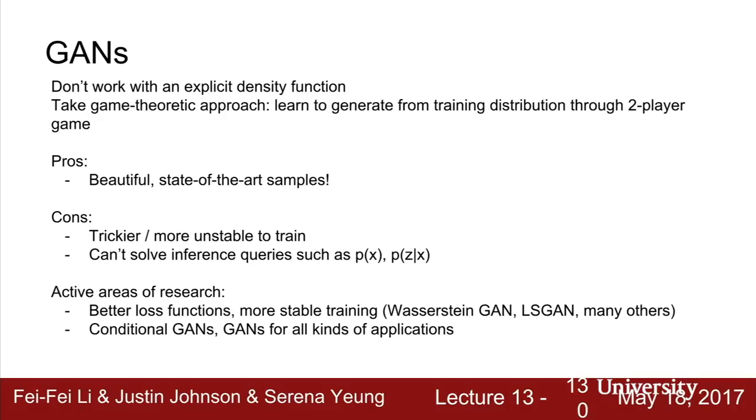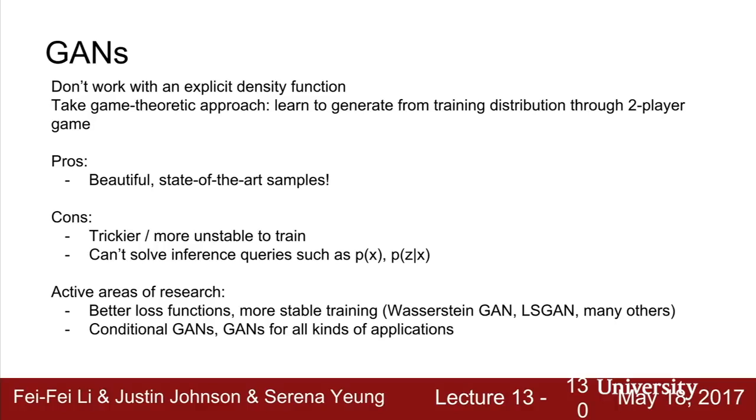The cons are that they are trickier and more unstable to train. We're not just directly optimizing one objective function that we can just do backprop and train easily. Instead, we have these two networks that we're trying to balance training with, so it can be more unstable. And we also lose out on being able to do some of the inference queries, right? P of x, P of z given x that we had, for example, in our VAE. And GANs are still an active area of research.